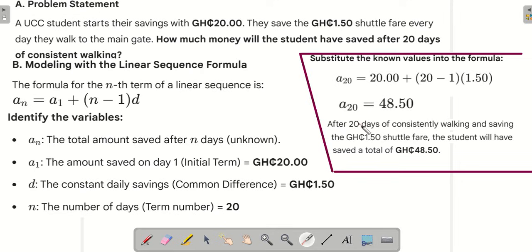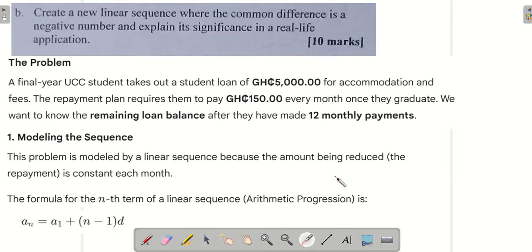So this means that after 20 days of consistently working and saving the 1.5 Ghana cedis shuttle fare, the student will have saved a total of 48 Ghana cedis, 48.50 Ghana cedis. So that is one model of linear sequence. Let's go to the B part of the question.